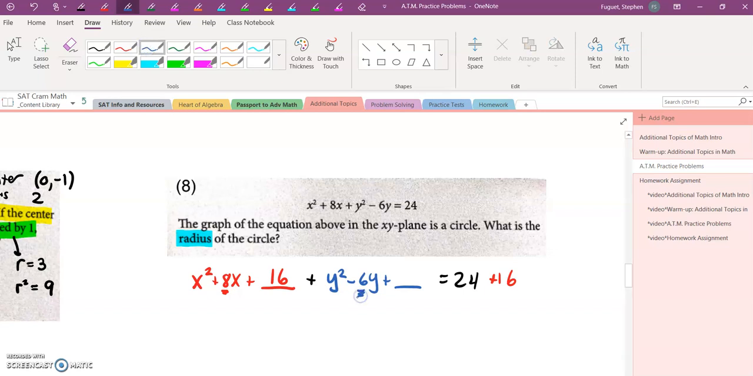Same thing here. I'm going to take this 6. Actually, it's -6. Cut it in half, which is -3. When you square a negative, it becomes positive. So this becomes a +9, which means I add 9 to the other side.